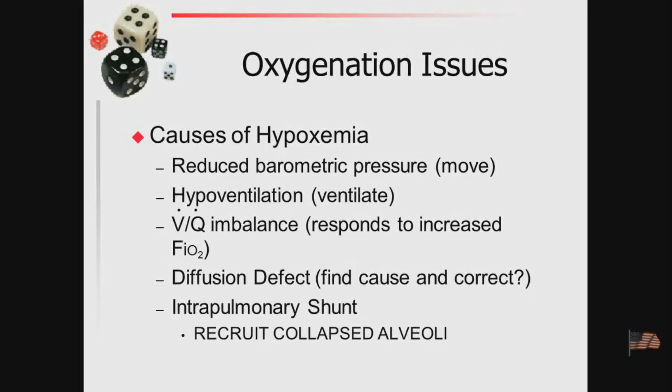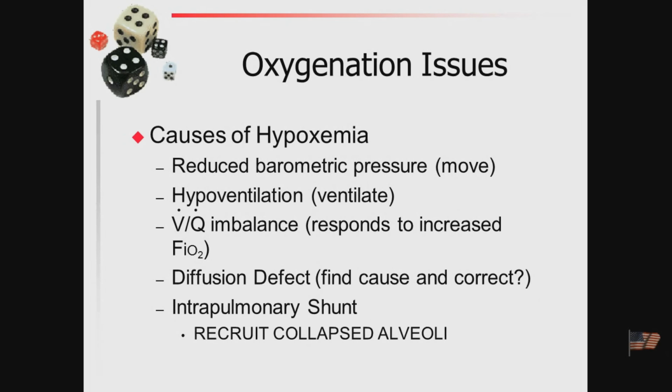If you have problems oxygenating and it's not a problem with ventilation necessarily, you need to go back and figure out what the cause is and fix that. If I have a barometric problem issue, move. Move off the mountain. If I have a problem with hypoventilation because perhaps the respiratory centers are depressed, ventilate them. It's an easy one to fix. You know, the drug overdose who comes in breathing at a respiratory rate of 4. They're probably going to need to have some ventilation done.